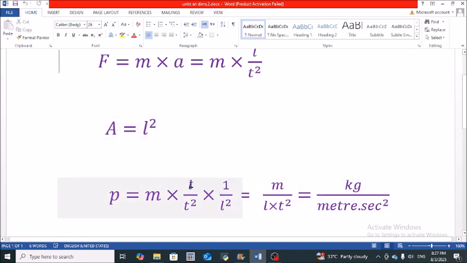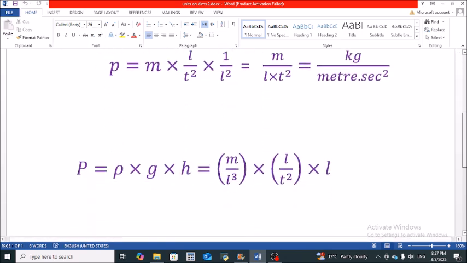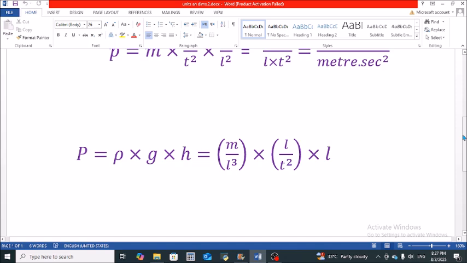So cancelling the L with one of the two L's of the L square, we would be left in the denominator with one L and a T square, and in the numerator we have M. So the unit of pressure is mass M over L times T square, kilogram per meter second square in the MKS system of units. Now let's come to the rho g h, density times acceleration of gravity times height.